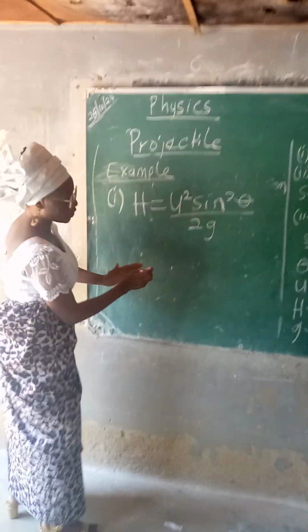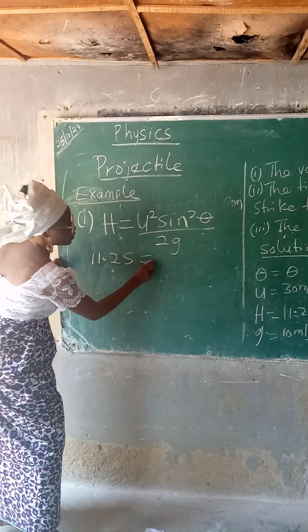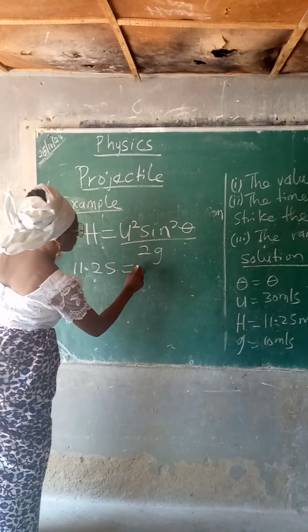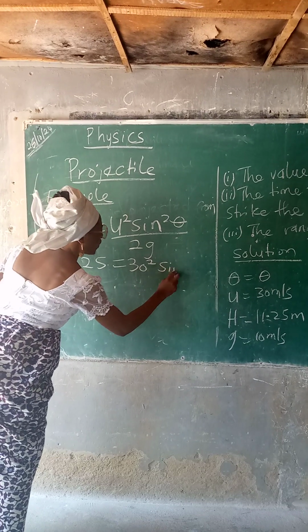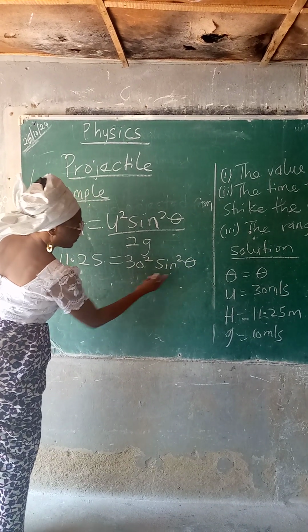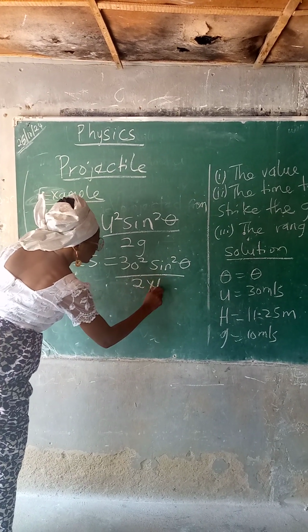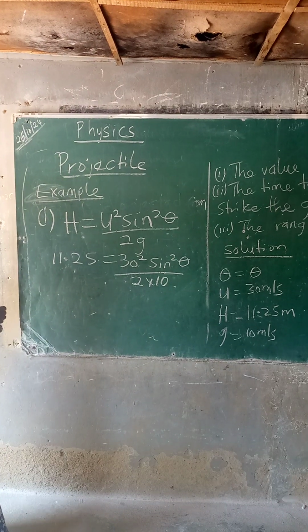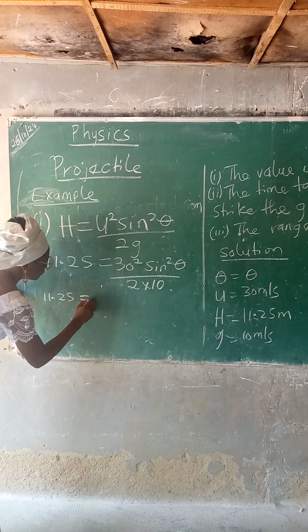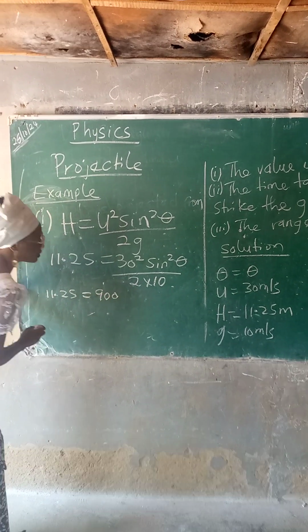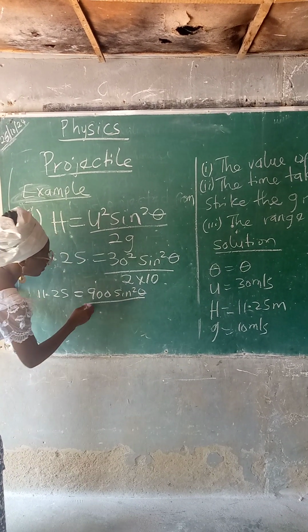Let's substitute into the formula. From the parameters, we have our H to be 11.25 is equal to, u is what? 30 meters per second. We have 30 squared sine squared theta, it is theta we're looking for, all over 2 times 10. Is that okay? So if we further simplify, we have 11.25 is equal to 900 sine squared theta all over 20.